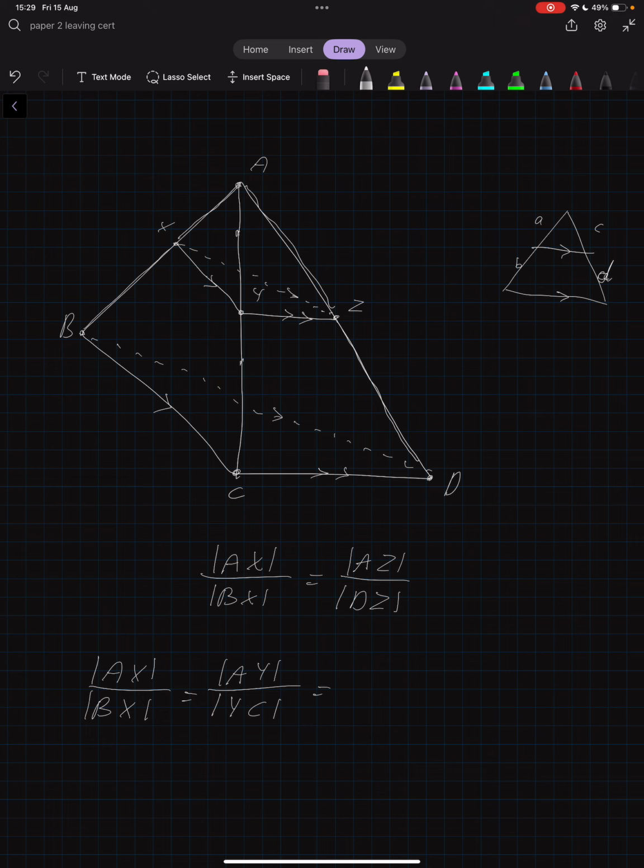Because these two lines are parallel. But AY divided by YC is also equal to AZ divided by DZ. Why? Because this is parallel to this, and therefore they will also have a relation between them. Okay? And therefore, this equals this, which is what you're asked to show. And that's it. Okay?